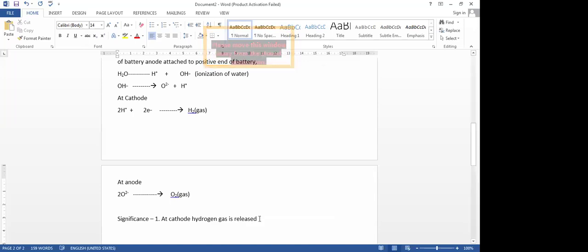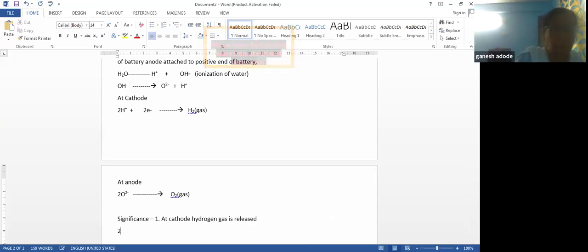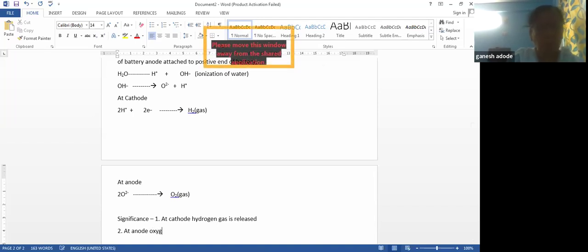Oxygen. Very good. Second, at anode, oxygen gas is released.